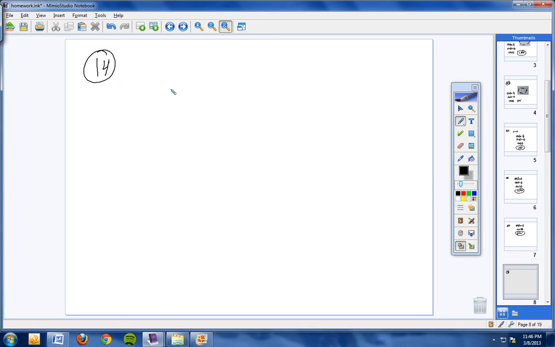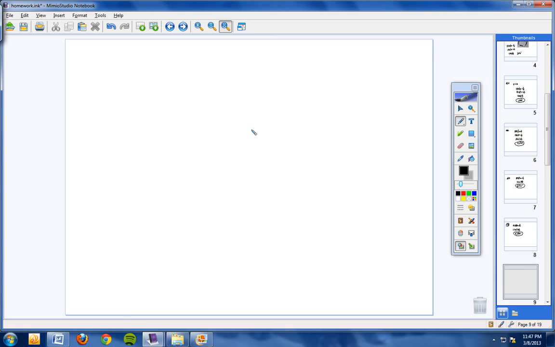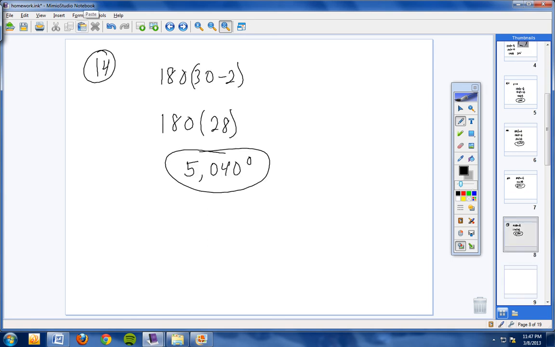Number 14, n is 30, so 180 times 30 minus 2. 30 minus 2, of course, is 28, and 180 times 28 would be 5,040. So if you added up all the interior angles of a 30-sided polygon, you would get 5,040. Let's take a look at number 15.